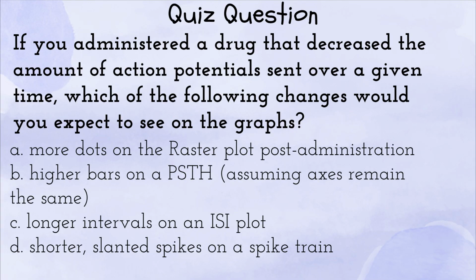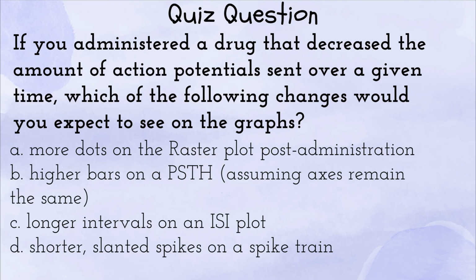All right, the bugs are no longer on the screen, so let's take some time to do another practice question. If you administered a drug that decreased the number of action potentials sent over a given time, which of the following changes would you expect to see on the graphs? A. More dots on the raster plot after administration. B. Higher bars on a peristimulus time histogram, assuming the same axes. C. Longer interspike intervals on an interspike interval plot. Or D. Shorter, slanted spikes on the spike train.